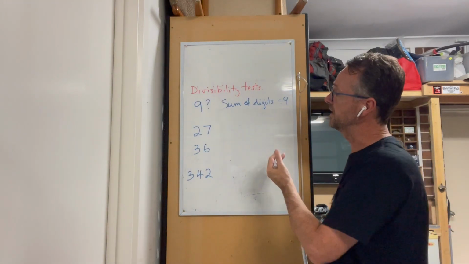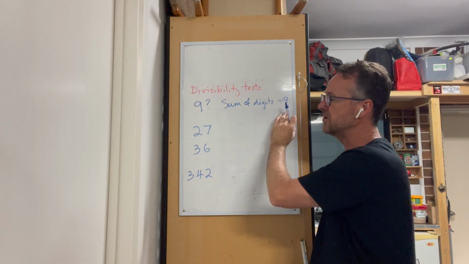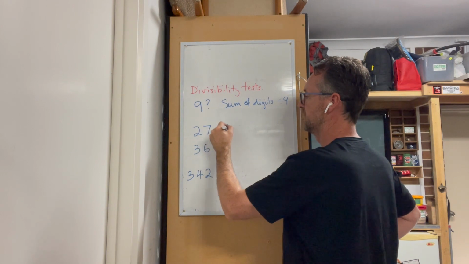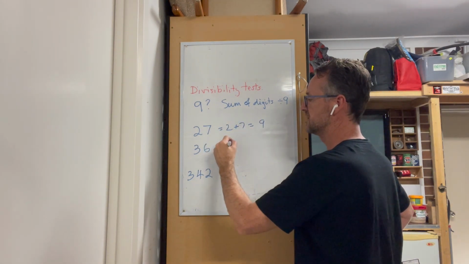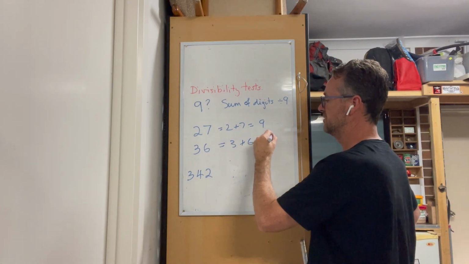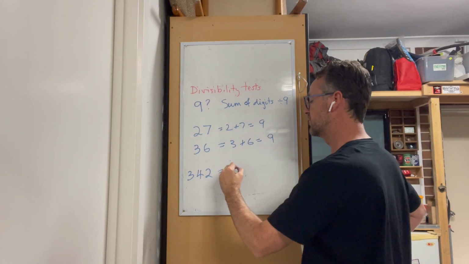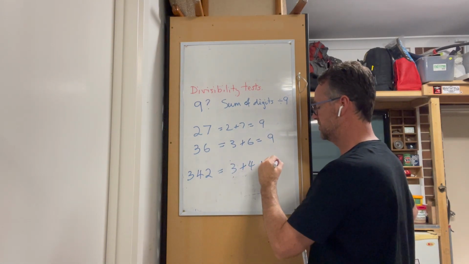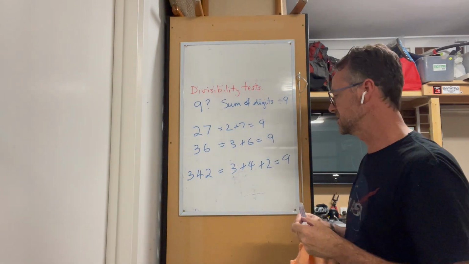Okay, so let's have a look at divisible by 9. In this case, we want to sum the digits together. It's got to be divisible by 9. So 2 plus 7 equals 9, so that's a yes. 36, so 3 plus 6 is going to equal 9, so that's a yes. And here we have 342, so 3 plus 4 plus 2, 3 and 4 is 7, and 2 is 9, so that's also a yes.